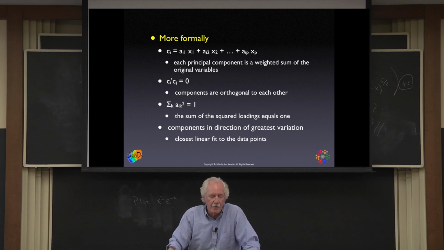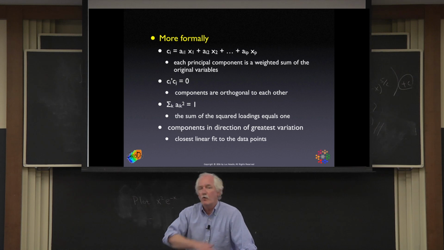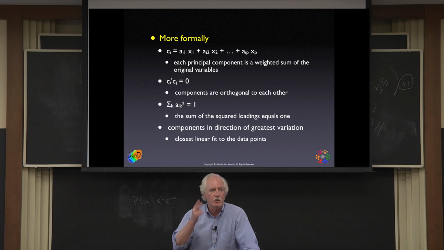And then you do it again, make sure that the second one is orthogonal to this, perpendicular, and that one explains maybe 20% of the variance. So you're already at 70% of the variance with just 2 variables instead of 20 variables. That's really the power of this.